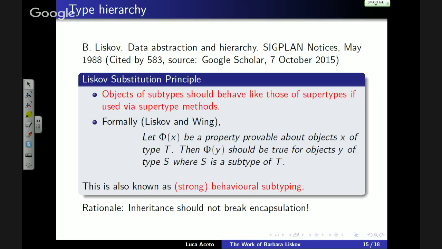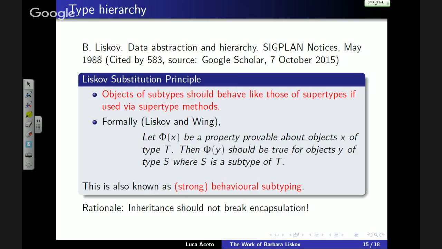And she encapsulated that in a statement that then became known as the Liskov Substitution Principle. Objects of subtypes should behave like those of supertypes if used by supertype methods. So in other words, if I have a method that operates on the data type citizen, and I run that method on something of data type student, then that method should behave as if it was applied to a citizen, because a student is a citizen.